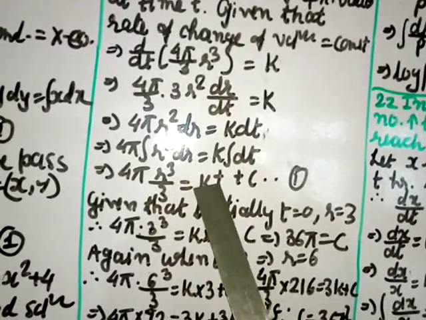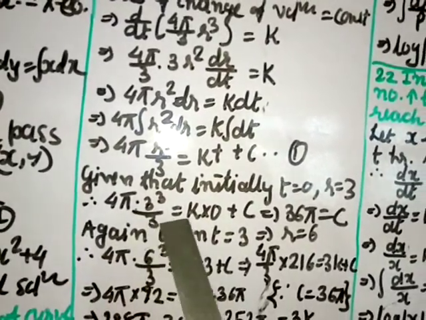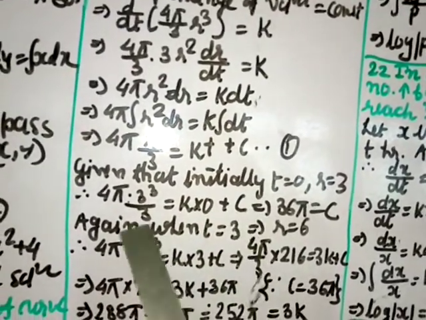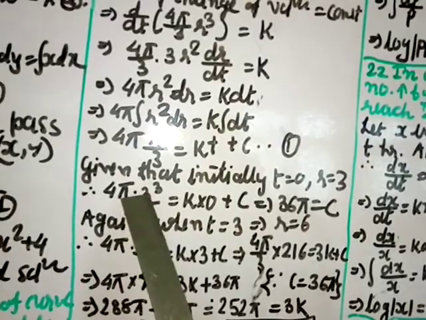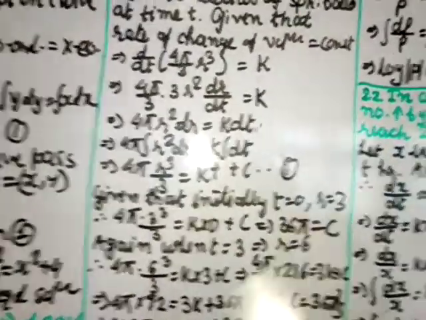So let us put, when t is equal to 0, r is equal to 3. So you place 4 pi r cube by 3 equal to k into 0 plus c. The 3 and 1 3 you cut, so you get here 9 into 4, 36 pi is equal to c. Okay, now the c value you found.